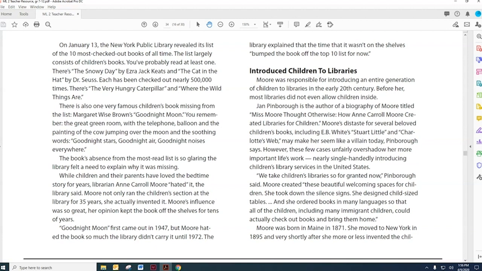You remember the Great Green Room, the telephone, the balloon, the painting of the cow jumping over the moon. Okay, let's go on to the third paragraph. The book's absence from the most read list is so glaring, the library felt a need to explain why it's missing. Its absence is so glaring, they need to explain why it's missing.